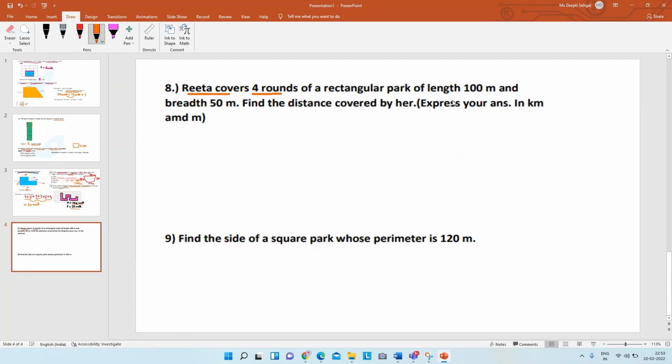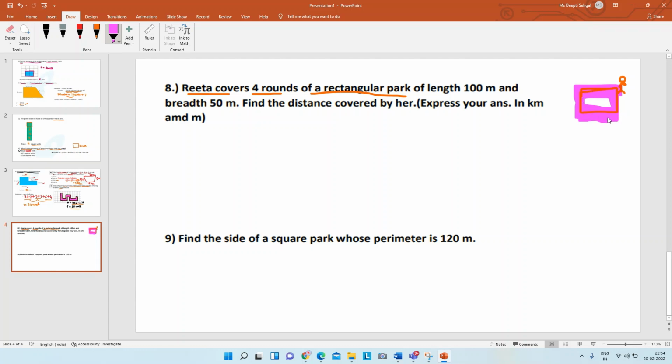Rita क्या कर रही है? 4 rounds cover कर रही है of a rectangular park. So that means एक rectangular park है, like this is a rectangular park. Not very good, but okay, I tried. So this is a rectangular park और जो हमारी रीता है, she is covering how many rounds of it? 4 rounds. So this is like 1 round, going one round, then 2 rounds, then 3 rounds, then fourth round.